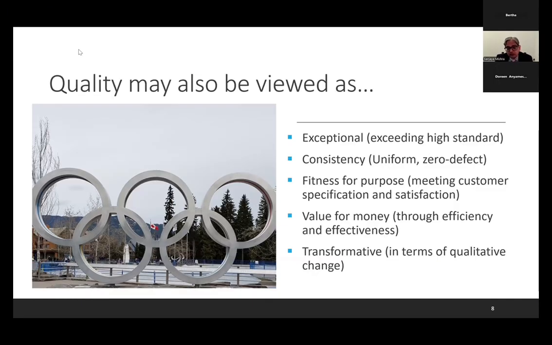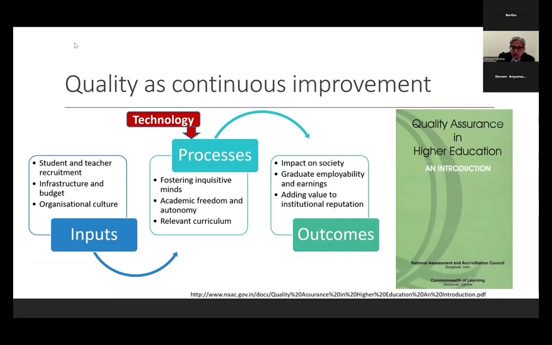But for many of us, it is transformative, in terms of qualitative change that it brings within the system or in the life cycle of a student. So good quality higher education, or good quality digital education, should be transformative for the students as such. I want to emphasize, way back, I wrote a book on quality assurance in higher education, an introduction, where I tried to integrate different things and said that quality is about continuous improvement. It's not something static. It is something that we need to continuously improve. So there is no end point of quality. It continues to improve.